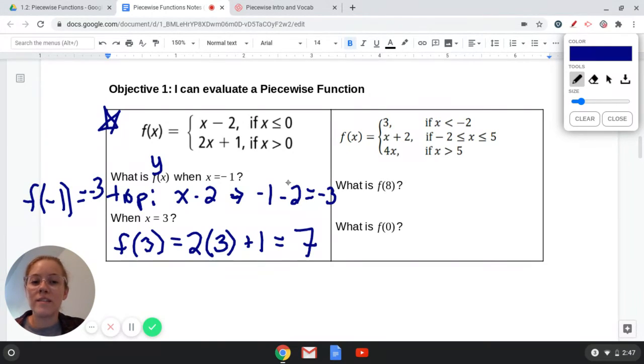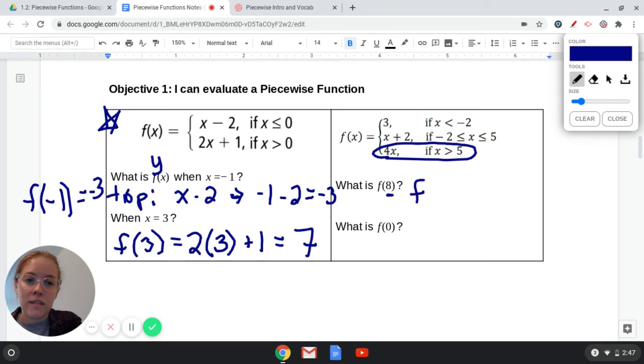So let's see, f of 8, x is 8. Let's see, 8 is larger than 5. So we're going to use this bottom function right here. So this means f of 8 is going to equal 4 times x, which is 8, which equals 32.